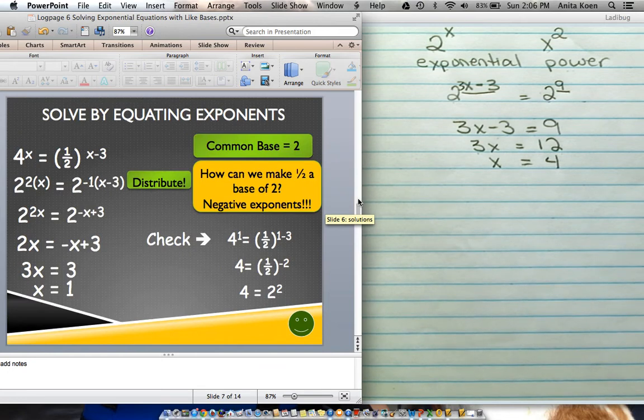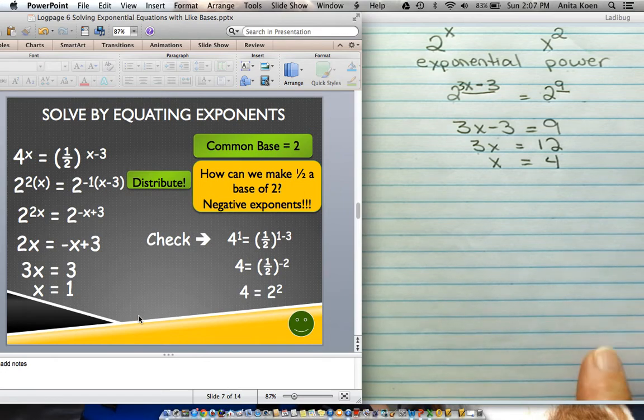Now, we're going to solve exponential equations by equating the exponents when the bases are not the same, but they can be made the same. So here I have an equation: 4 to the x equals 1/2 to the x minus 3. The base here is 1/2. The base here is 4. So these two bases are not the same.